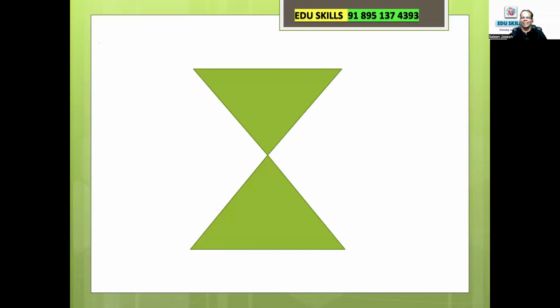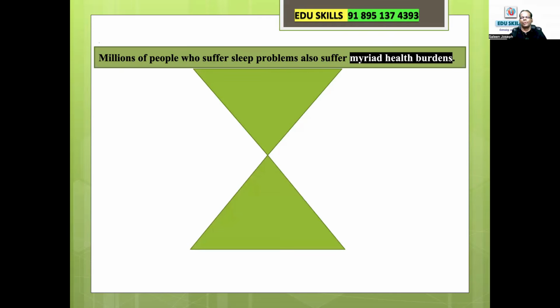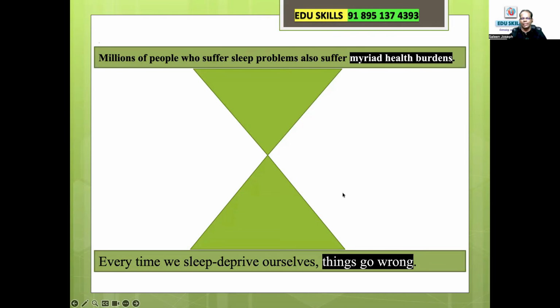See, the paragraph structure is this. Maybe Mahatma Gandhi is the father of our nation. Then they will explain all those things, why he is called the father. At the end, in other words, they will paraphrase, saying, hence, Indians proudly consider Mahatma Gandhi as the father of our nation. Here, millions of people who suffer sleep problems also suffer myriad health problems. At the end, every time we sleep deprive ourselves, things go wrong. Same message: first sentence and the last sentence.